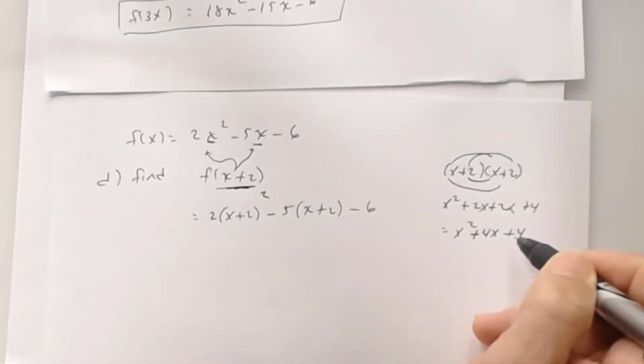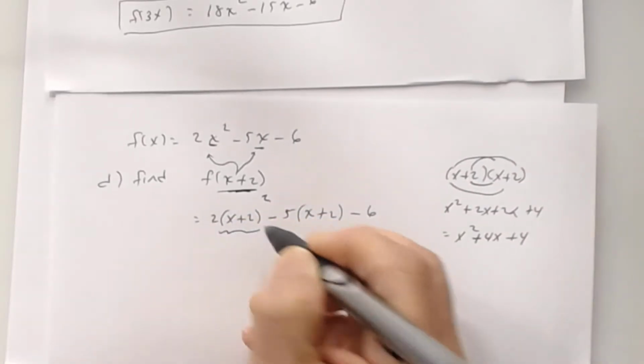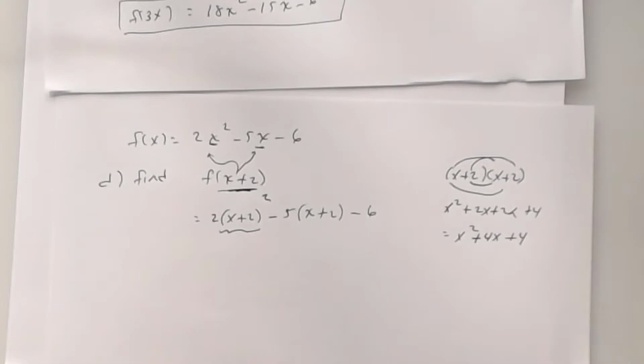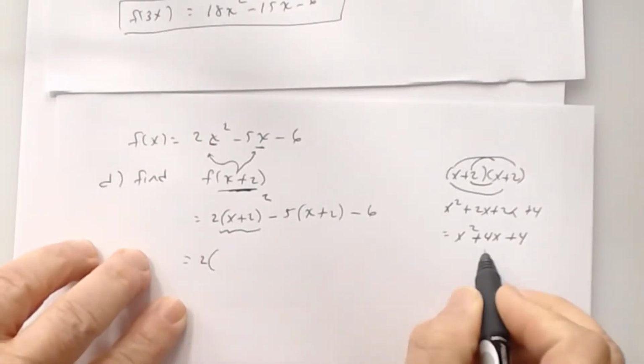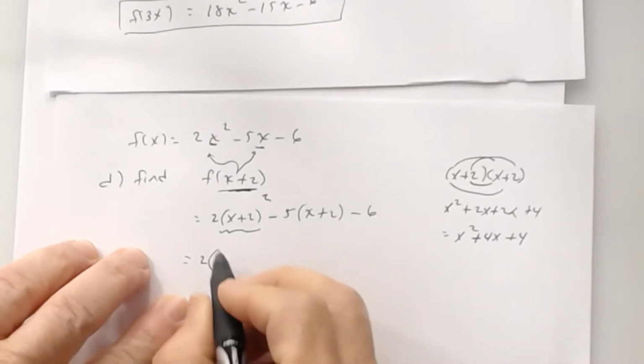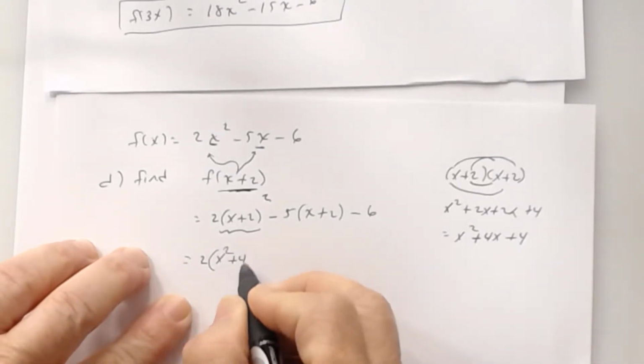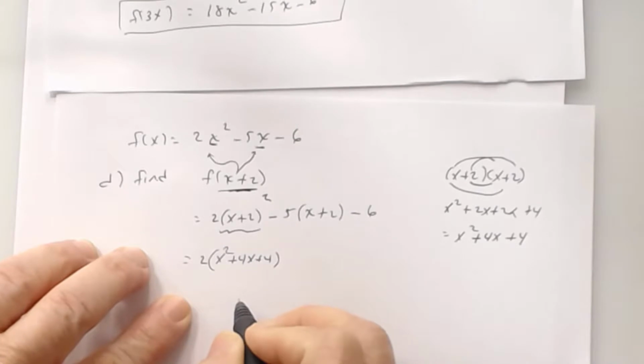Now, all I found was this. That's all I found, right? But what else must I do to that expression I just found? Multiply by 2. So this is where I would do this. I would say 2 times parentheses, write this trinomial, x squared plus 4x plus 4.